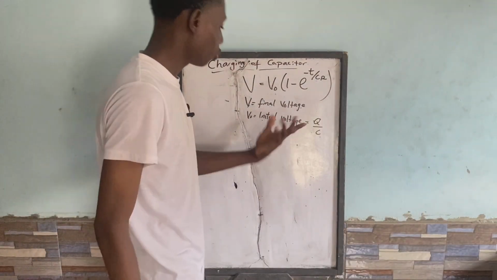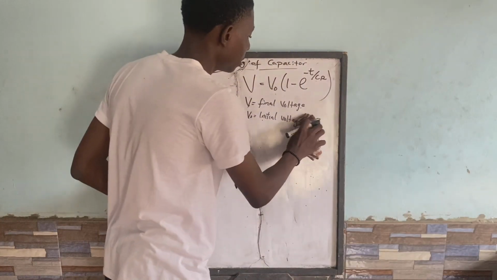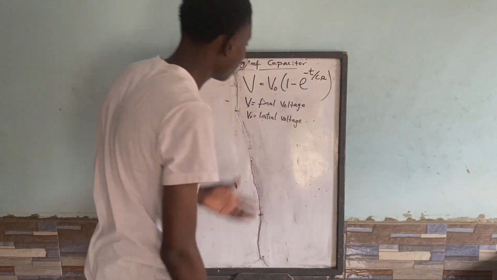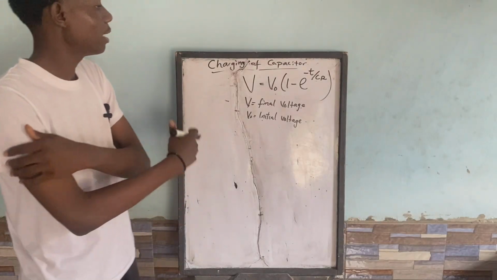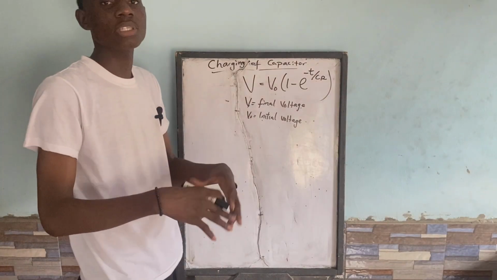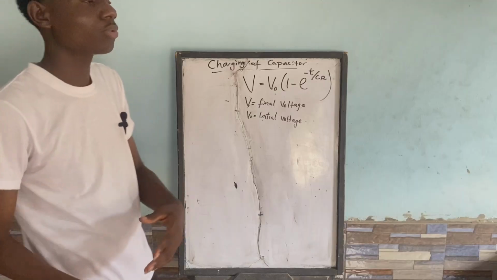So you can either use your Q over C, or in some questions they will just give you the value for your initial voltage. So if they tell you that a capacitor has a voltage of 24 volts and then it was charged to 30 volts, I don't care about that.